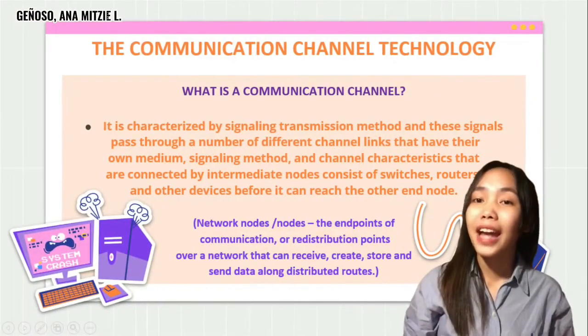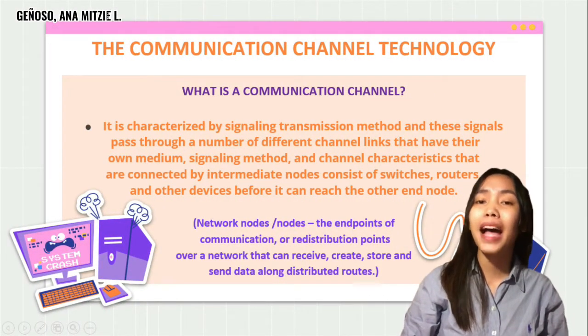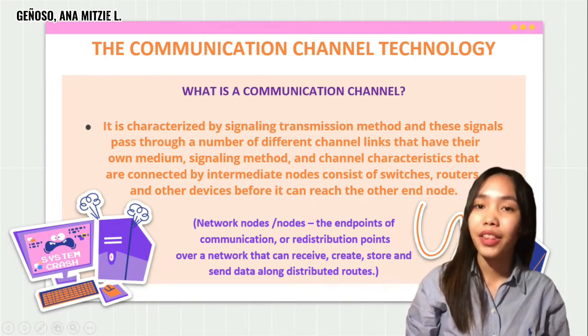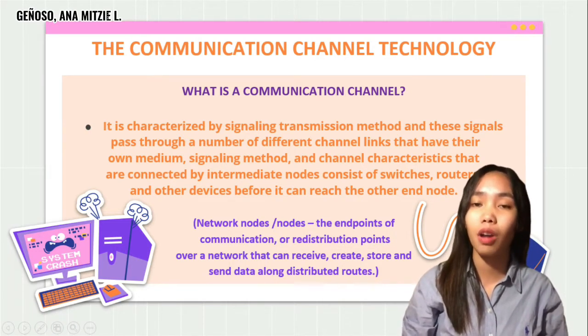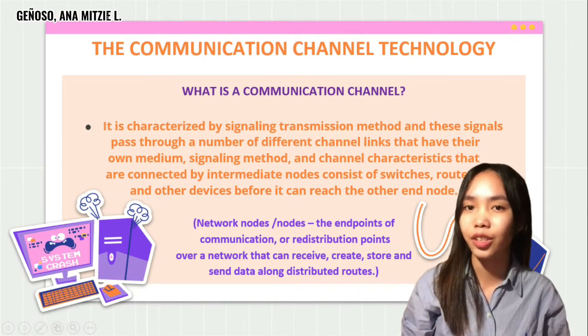A communication channel, by the way, is characterized by its signaling transmission method, and these signals pass through a number of different channel links that have their own medium, signaling method, and channel characteristics, connected by intermediate nodes consisting of switches, routers, and other devices before reaching the other end node.